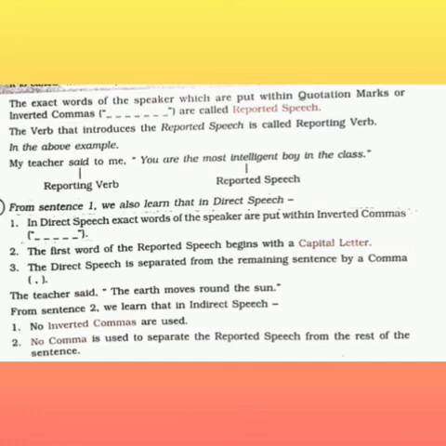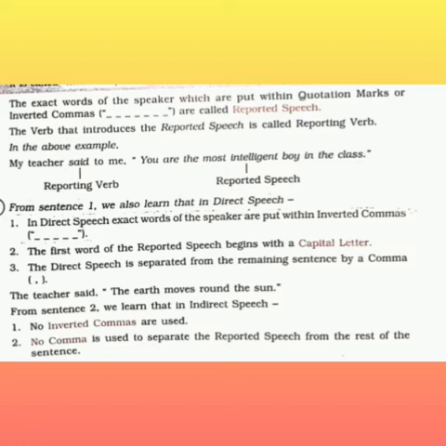From sentence 1, we also learn that in direct speech, the exact words of the speaker are put within inverted commas. The first word of the reported speech within the inverted commas begins with a capital letter. The direct speech is separated from the remaining sentence by a comma. Alright, the teacher said, "The earth moves around the sun."